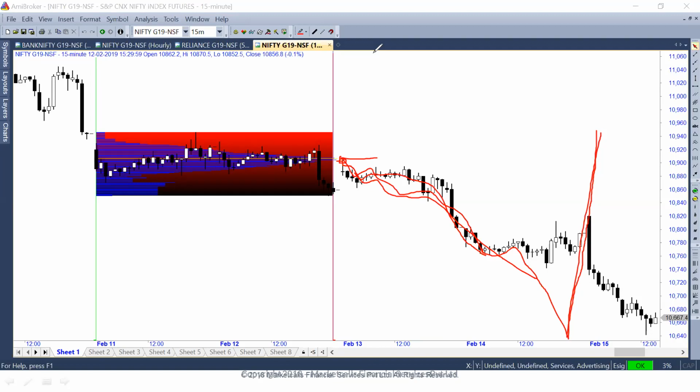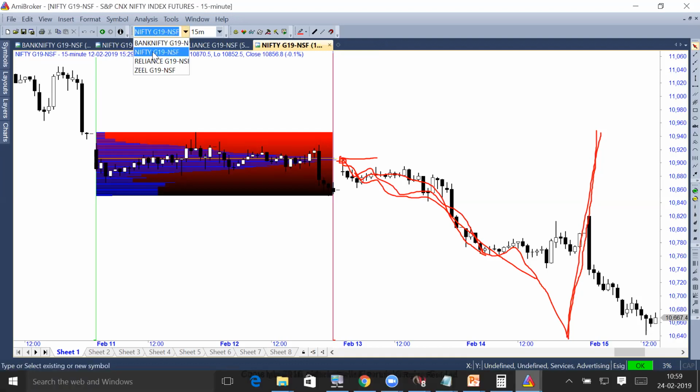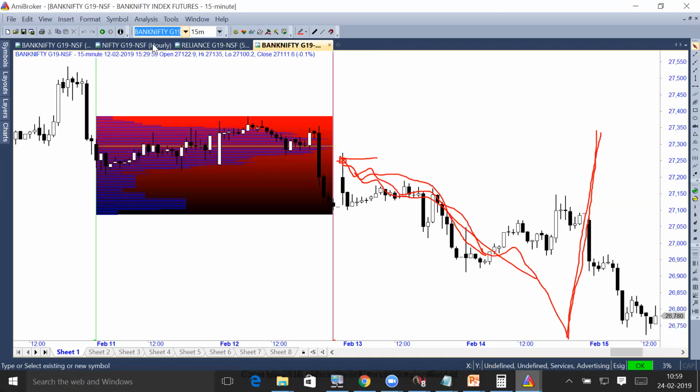These kinds of information, if you trust, you have to see quite many times. I can show you a similar example in Bank Nifty also. Some time back in Bank Nifty, a similar setup happened. Let me clear the drawings over here.